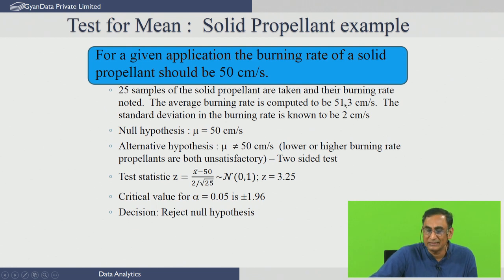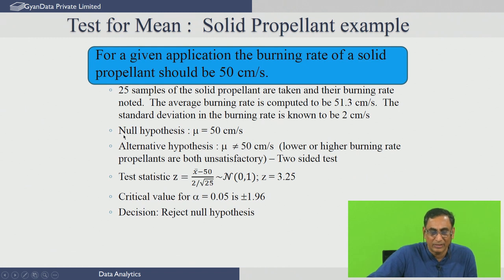Now, based on this data that we have collected, the sample mean and the sample standard deviation, we want to ask the question whether the population mean happens to be 50 centimeter per second. I am sorry, let us say that the standard deviation is already known to you, given to you that it will be 2 cm per second. It is not based on the sample, it is already known to you. Let us take that as a case, which is the simplest case.